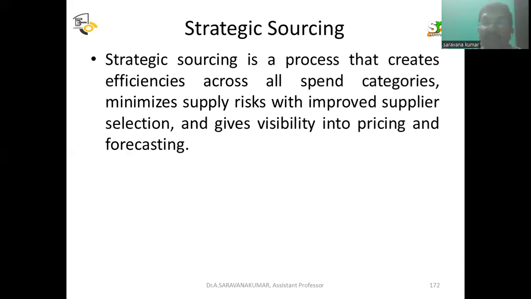So, what do we mean by strategic sourcing? Strategic means you have to plan. Strategic sourcing is a process that creates efficiencies across all spend categories, minimizes supply risk with improved supplier selection, and gives visibility into pricing and forecasting.